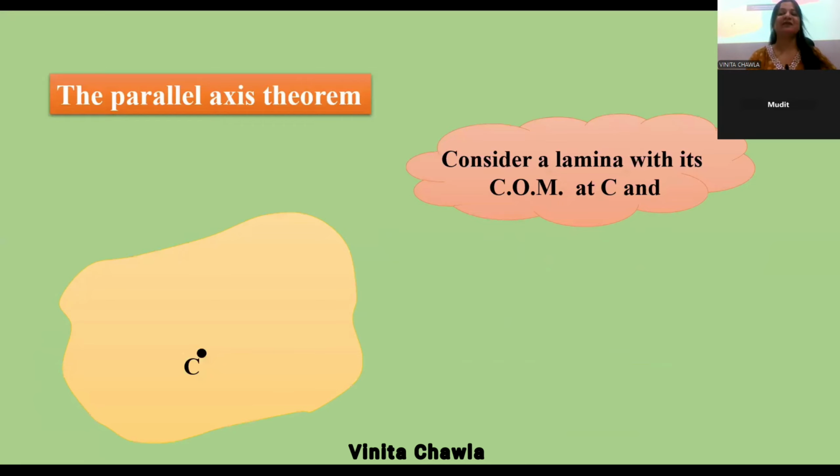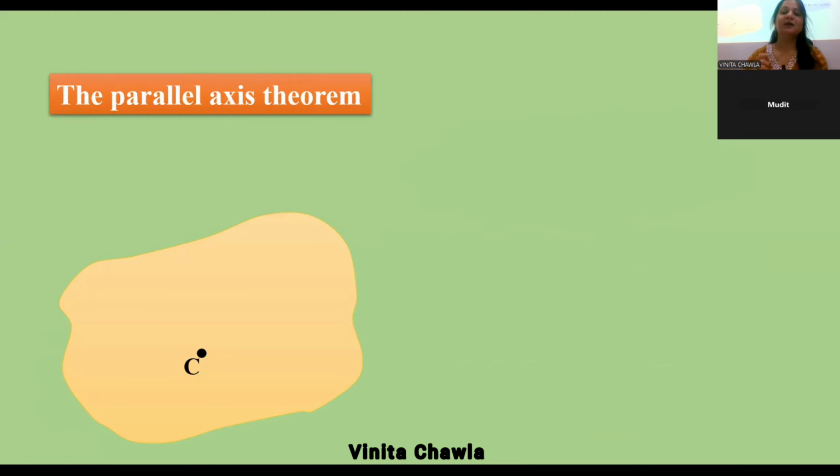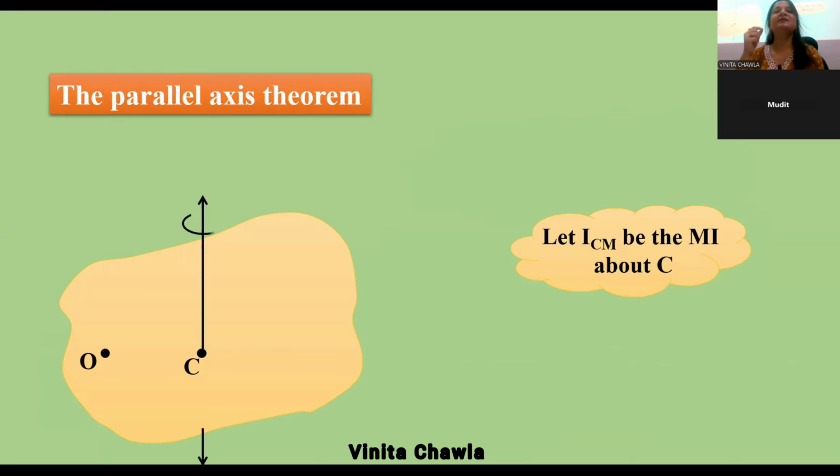Okay, consider a lamina with its center of mass at C. So we have a system, and C is the center of mass, and we have another point here, point O, about which we are going to find the moment of inertia. Because C is the center of mass, we have one axis which passes through the center of mass, and moment of inertia we can write as I with the subscript CM. CM means moment of inertia about the center of mass.